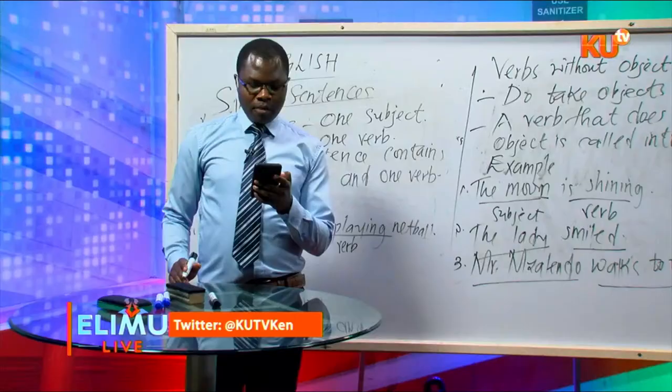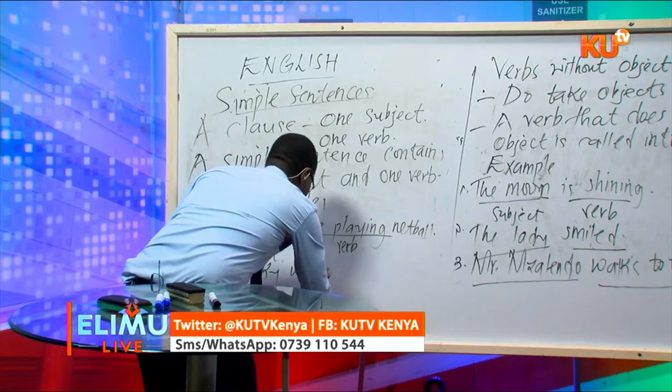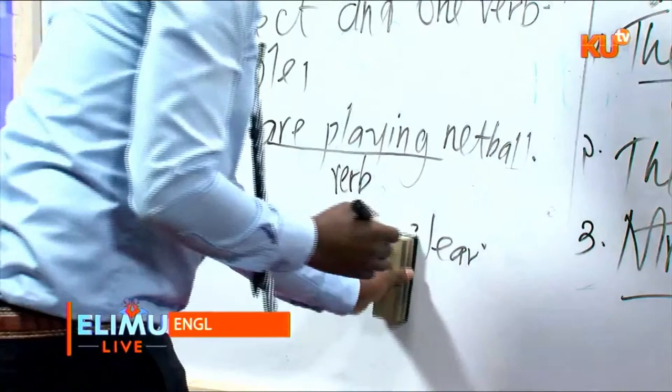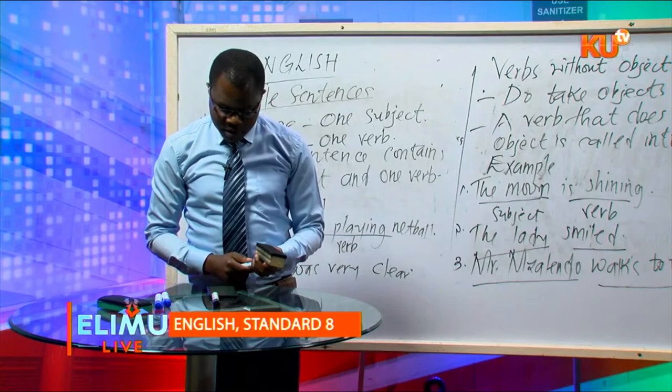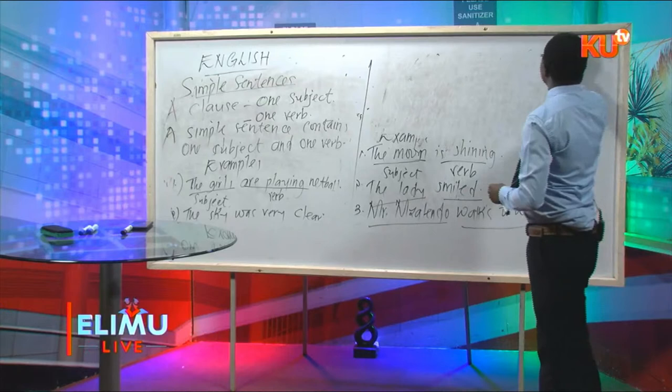Then number two, the sky was very clear. Another simple sentence, the sky was very clear, is another example of a simple sentence. One subject and one verb. Another one, will you help me? Will you help me? Is another example of a simple sentence.